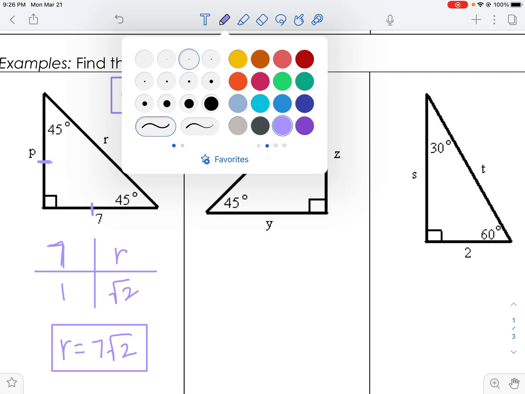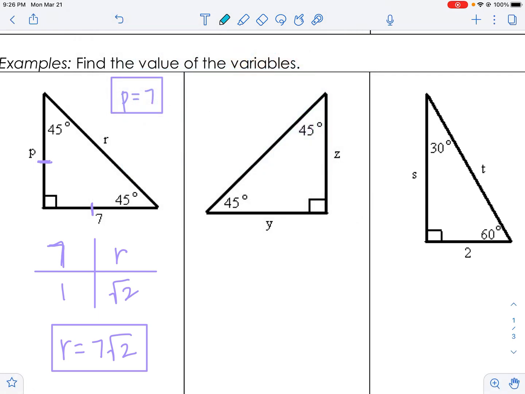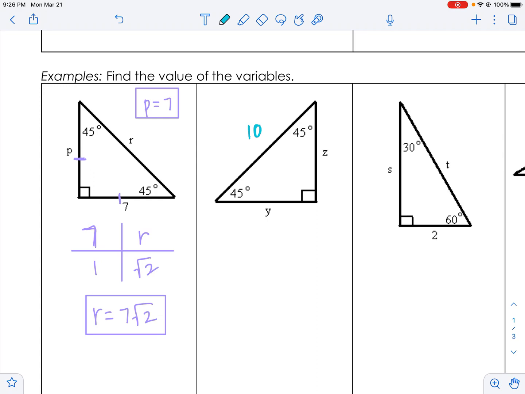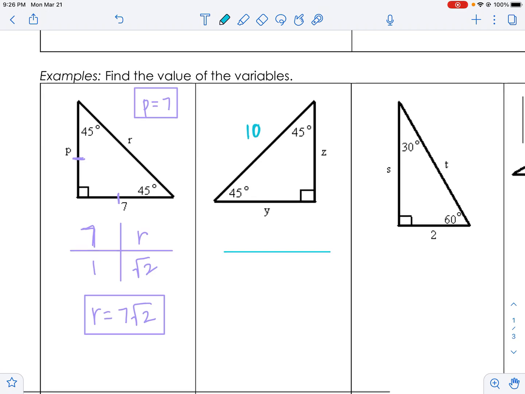So let's take a look at this next one. The number got cut off, but this should be a 10 right here. So let's just add a 10 in right there. Okay, I noticed 45, 45, 90 again. So I'm going to use that same chart that I had before, with 1 and root 2 on the bottom. And you actually don't even have to memorize these charts. We will provide them for you. So 1 and root 2 on the bottom.